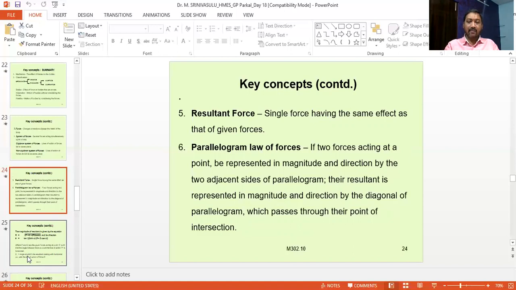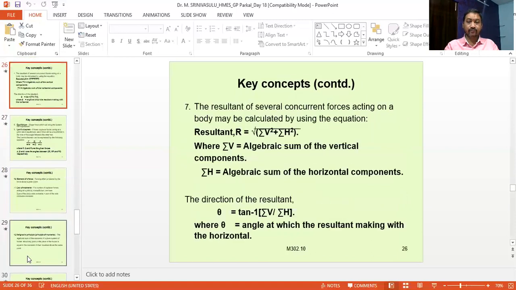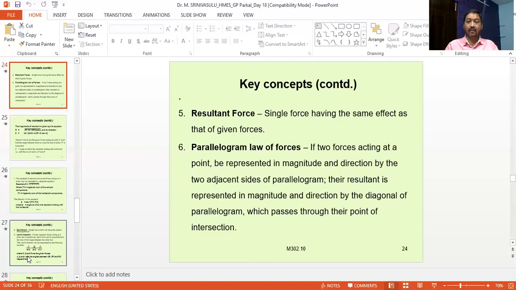The parallelogram law of forces. In this parallelogram law of forces, the forces form a parallelogram. That is, when two concurrent forces are acting on a body, then the resultant of the two forces can be found by using the parallelogram law of forces. And it can also be found graphically.